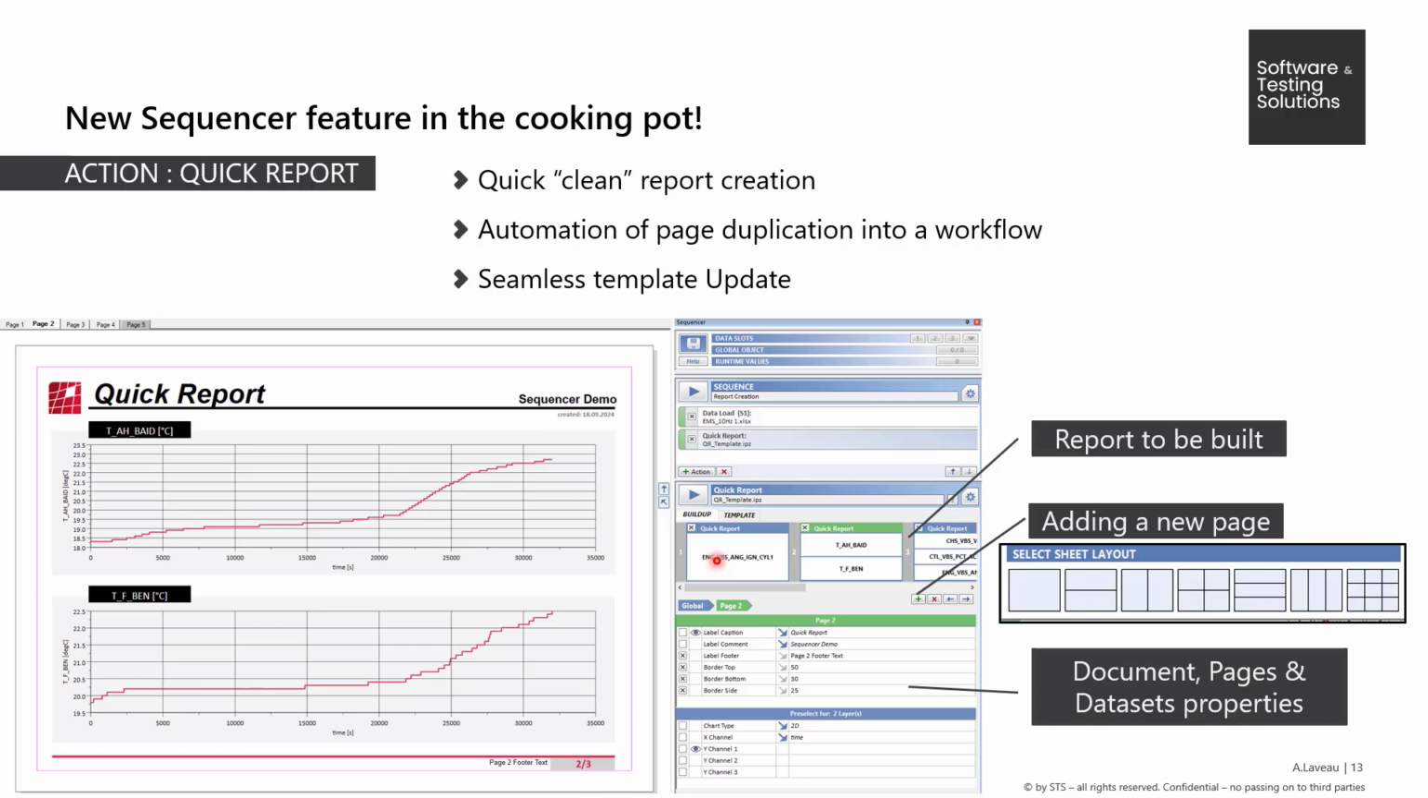Why did we do that? First, quick and clean report creation. Well, with UniPlot you can quickly create a diagram manually, but standardization over a tenth of page can be a bit tricky. Automation of page duplication into a workflow. Well, when duplicating a page in UniPlot, if you want to update a diagram in several pages, it has to be coded. With this new action, it is a problem of the past. And seamless template update. Well, imagine you want to bring an update like company color of the fonts used or change the axis thickness in all your diagrams. It can be done in a click with a quick report.